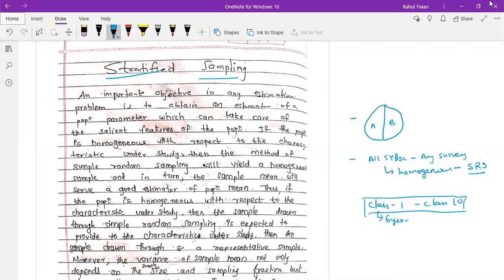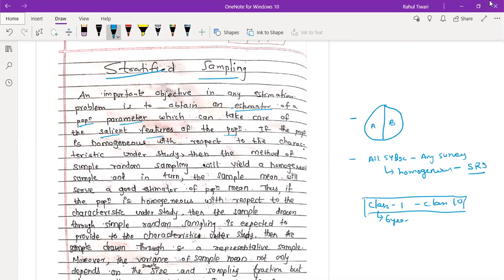What is the basic introduction? An important objective in any estimation problem is to obtain the estimator of a population parameter, which takes care of all the salient features of the population. That means we can understand what the mean will be and what the variance will be. That is basically your population parameter.